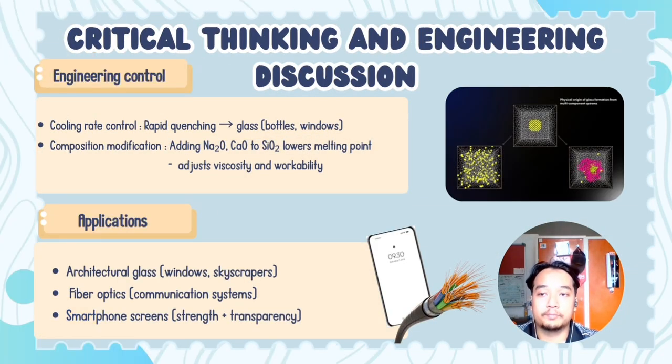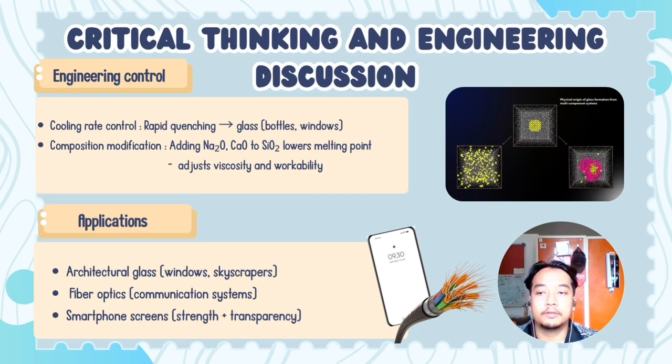From an engineering perspective, controlling this process is very important. Engineers can control the cooling rate during manufacturing to produce either crystalline material or glass depending on the required application. Engineers can also modify the composition of the material by adding substances such as sodium oxide or calcium oxide. These additives reduce the melting temperature and improve the workability of the glass, making it easier to manufacture products with consistent quality.